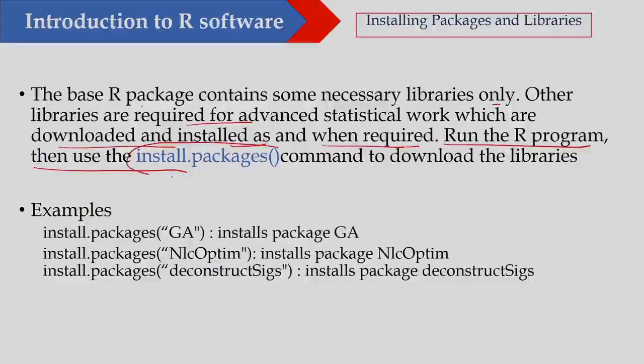So, this is the command I can use to install a particular package. In the console itself, or in the program itself, I can write that I would like to install this particular package. For example, suppose I would like to install the GA package. So, you have to know the name of the genetic algorithm package.